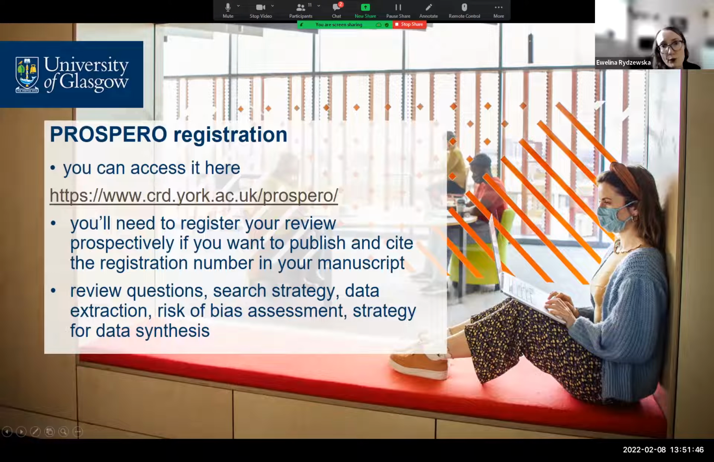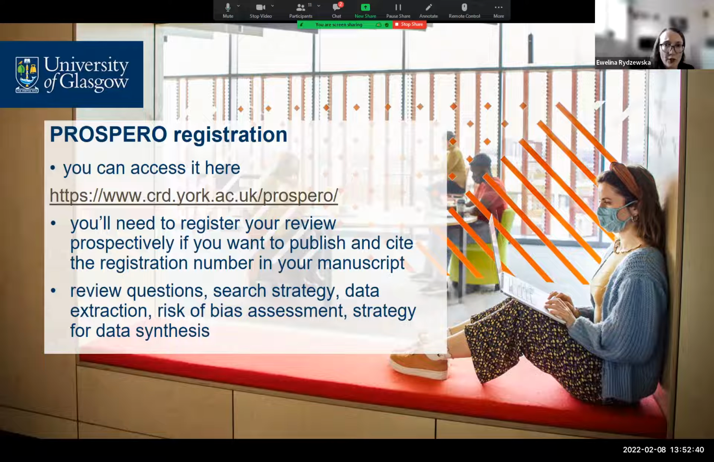And last but not least, Prospero registration. It's something that you will need to do if you want to publish. You will have to have a registration number, which you will then need to quote in your manuscript when you submit to a journal. And I'm mentioning this at the very end because you will have to think about those different elements of your search strategy. So you will need to know what your review questions are, what your population is, what the outcomes are, what the measures might be, what the comparison group is, all sorts of things, apart from all the logistics in terms of who's part of your review team, because you will need to provide names and contact details for people as well.